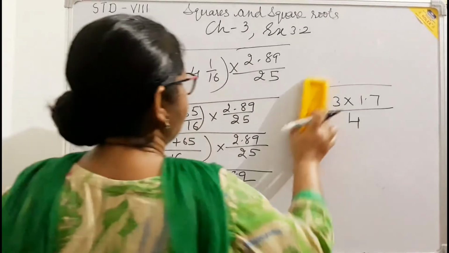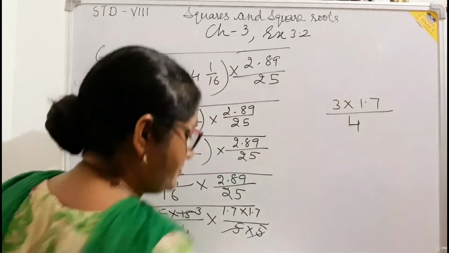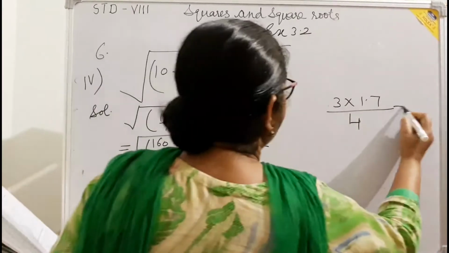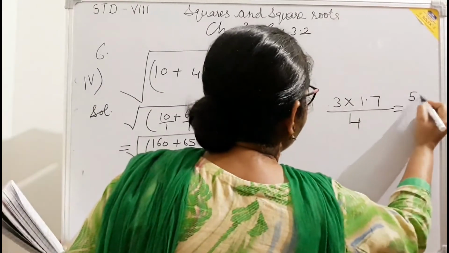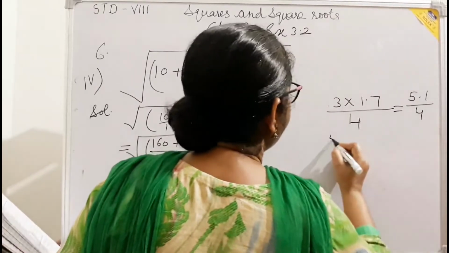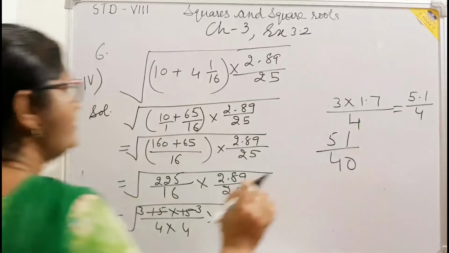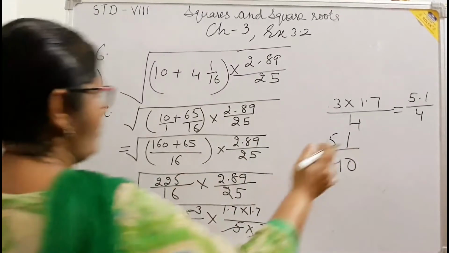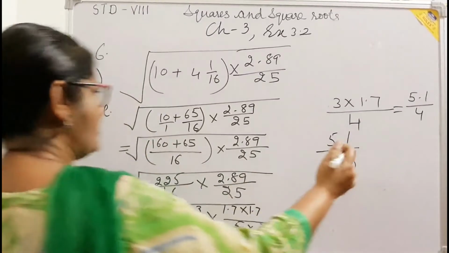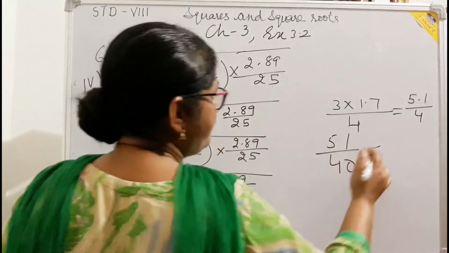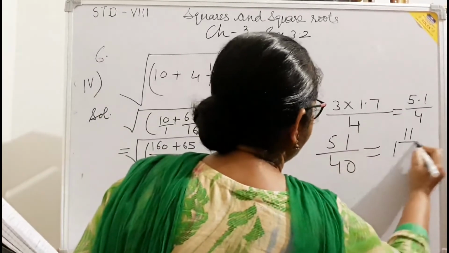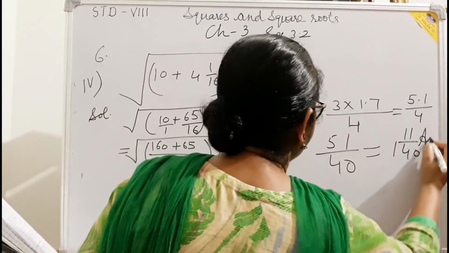Not scared. 5.1 over 4 means 51 over 40. Now it is an improper fraction. You should change it into a mixed number. 1 and 11 over 40 is the answer.